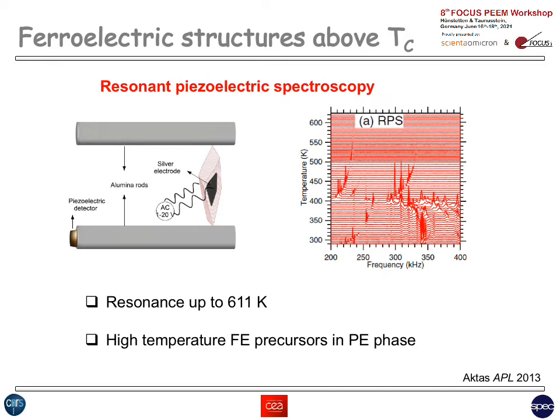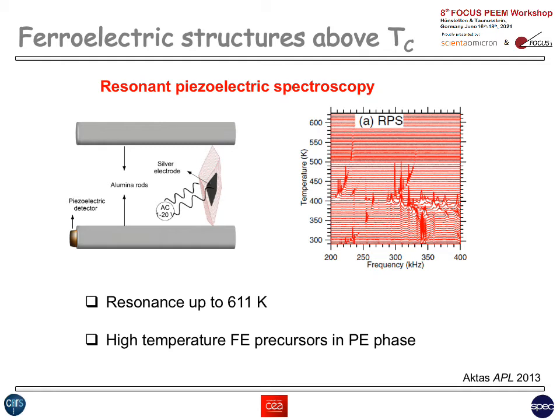A crystal of barium titanate is subjected to an AC voltage. This makes the crystal vibrate. There's a piezo response which is recorded. And here we have, as a function of temperature, the frequency spectra. And what you can see is that above the Curie temperature, from this point onwards, there are still very distinct and sharp resonances, which are the signature of polar domains or polar areas within the material.